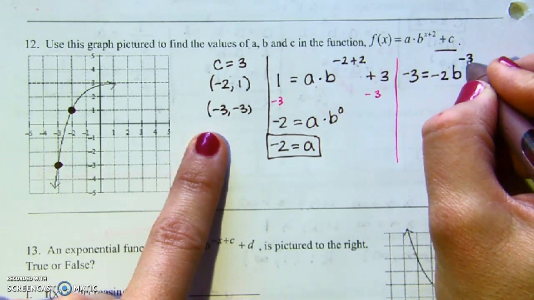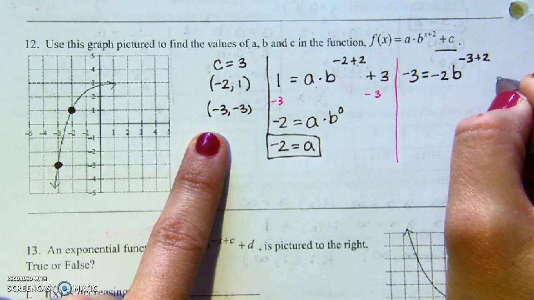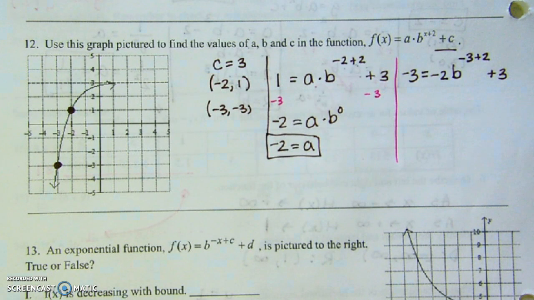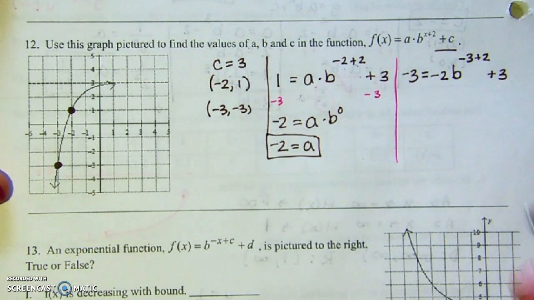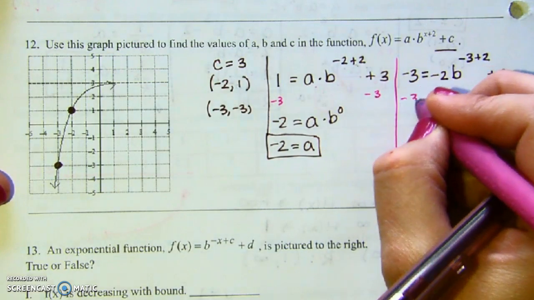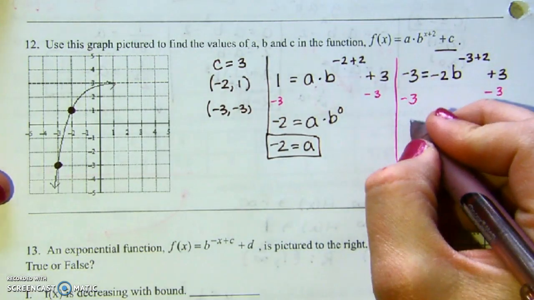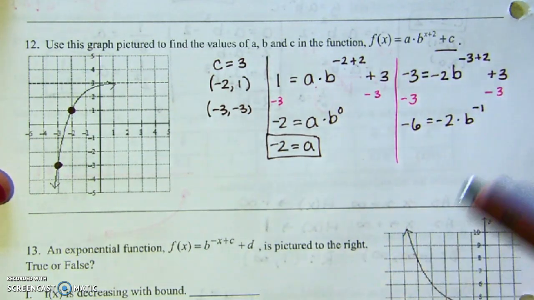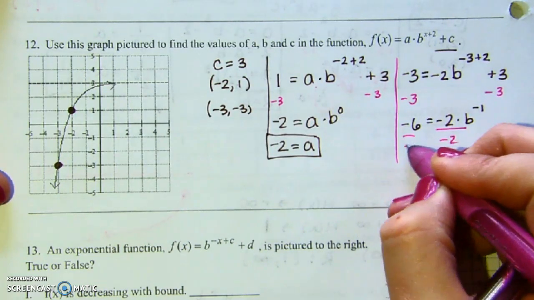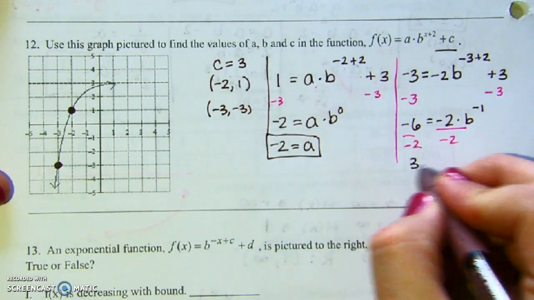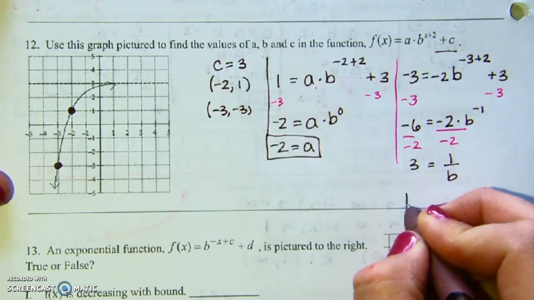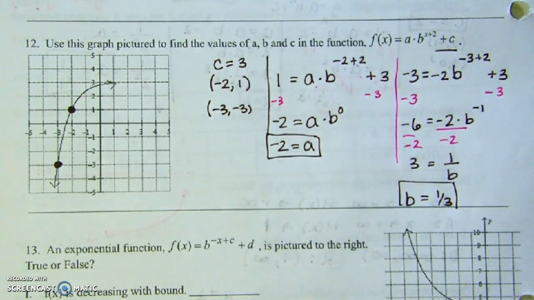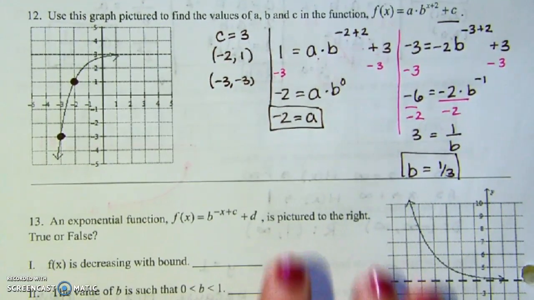My new x value is -3, and my c value, it's a lot to keep track of, yeah? You have to stay organized here. Okay, subtract 3. Remember, I run out of time at 15 minutes. This is not 0, this is -6. Next, I'm going to divide by this -2. If 3 is equal to 1 over b, then b is equal to 1/3. Sweet, we did it. And you should write the final equation.